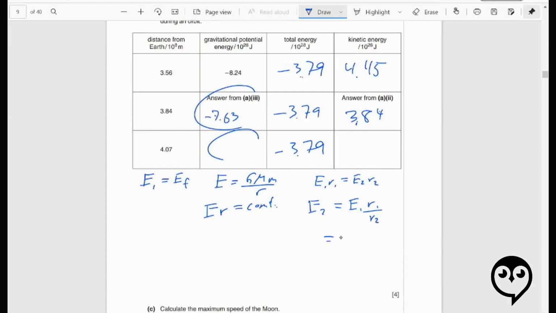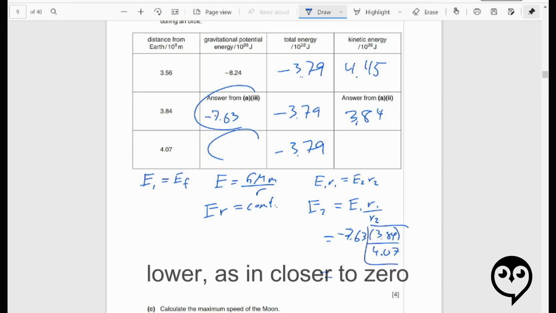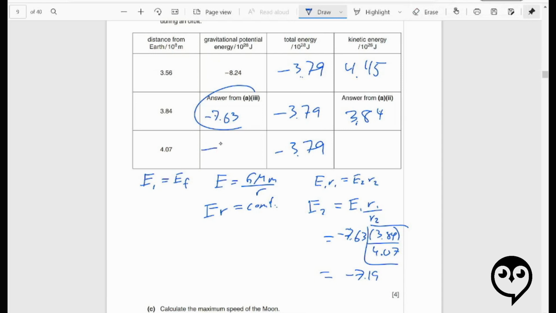So we could do it like this, nice and simply, and you can see that this ratio is less than 1, and we will get a lower energy like we had predicted. And I get negative 7.19. Probably round that actually to negative 7.2. And it's the same thing we did before, and I get here a 3.14.